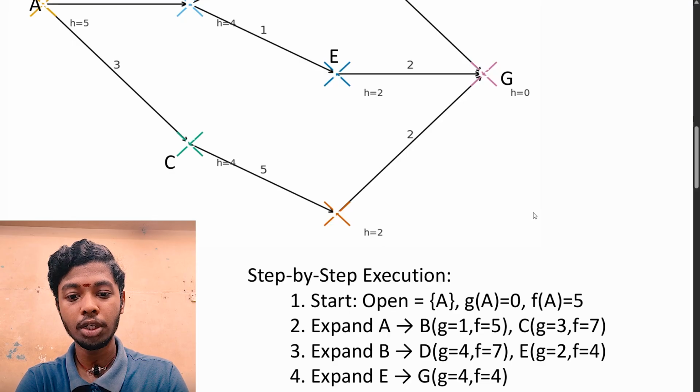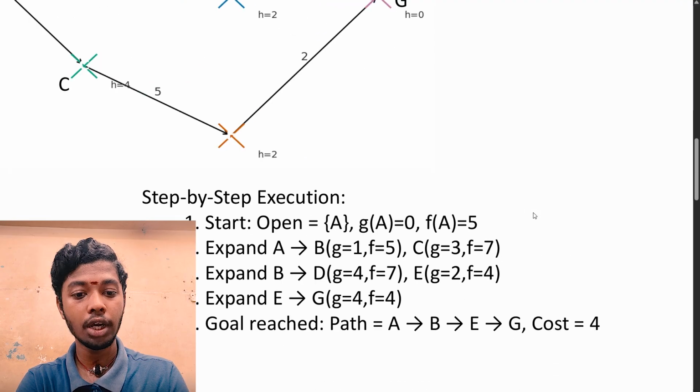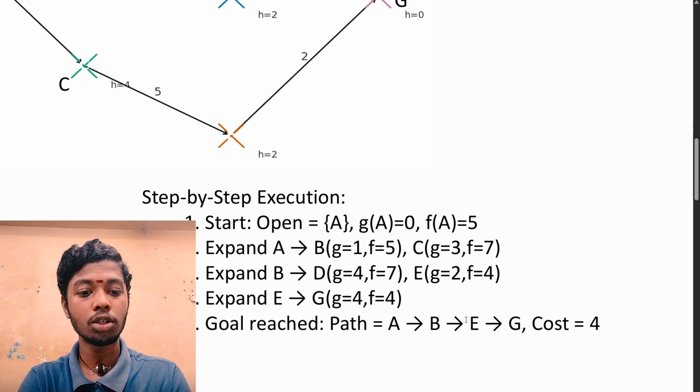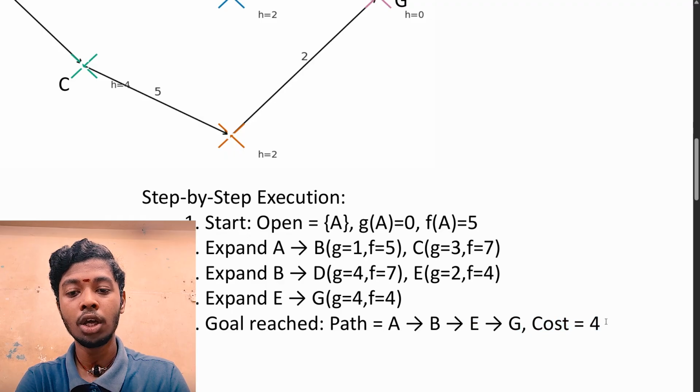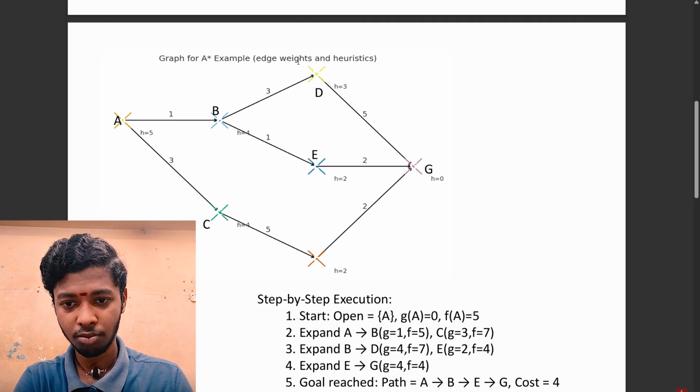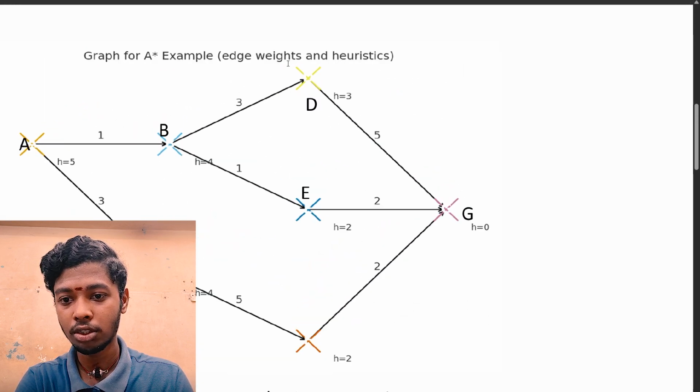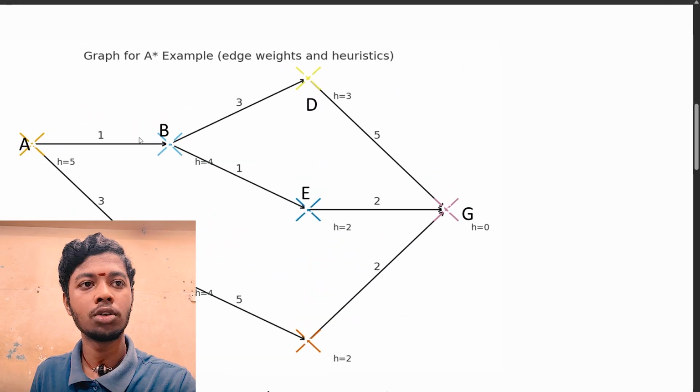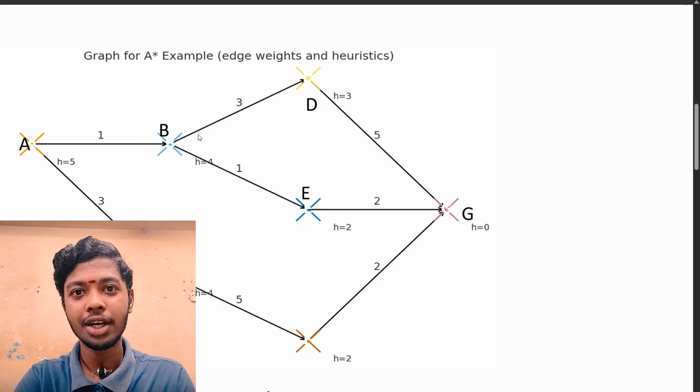So the path will be A to B, B to E, and E to G, and the total cost is 4. So this is the shortest path, and while seeing the graph, you may calculate the paths easily, and this is just for mere understanding.